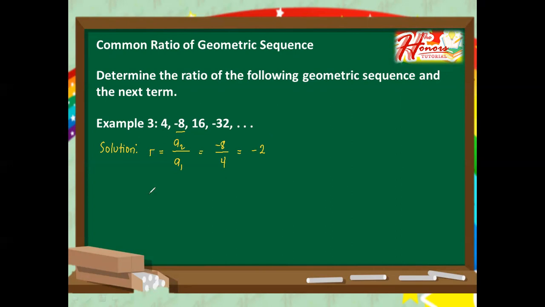So what are we going to do now? So this is step 1. For step 2, let's take the last term. That's negative 32. We are going to multiply it with negative 2. So we have times negative 2. Negative times negative is positive, so we are expecting a positive answer. 32 times 2 is 64. So this is our next term, 64.